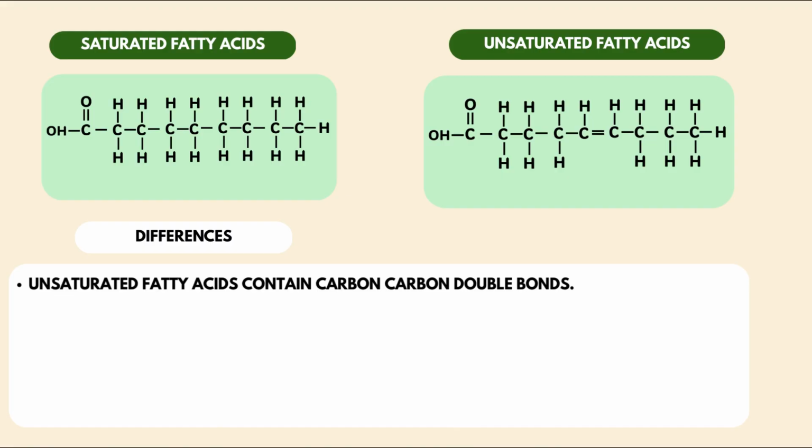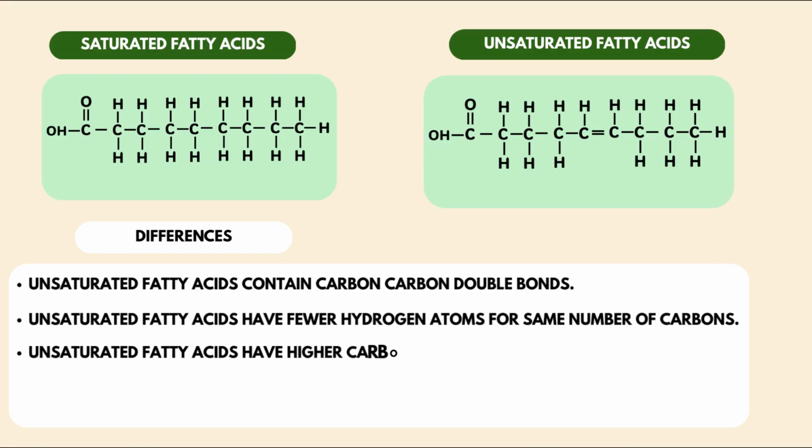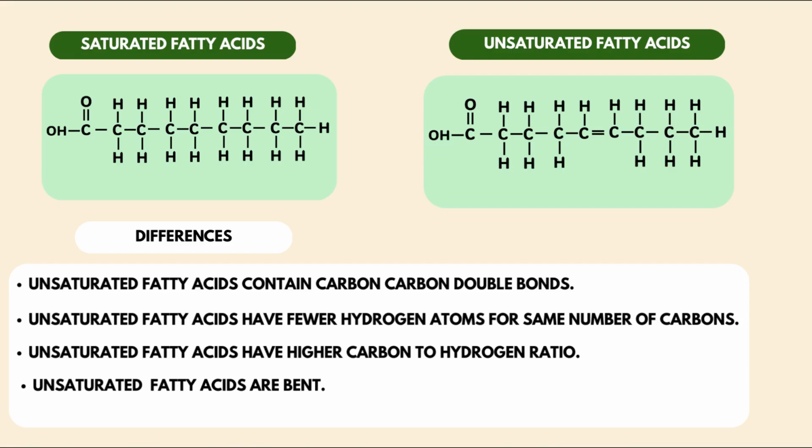Unsaturated fatty acids have fewer hydrogen atoms for the same number of carbon atoms, or you can write they have a higher carbon to hydrogen ratio. And finally, unsaturated fatty acids are bent because of the presence of the carbon-carbon double bond. The chain is not straight and it becomes bent.